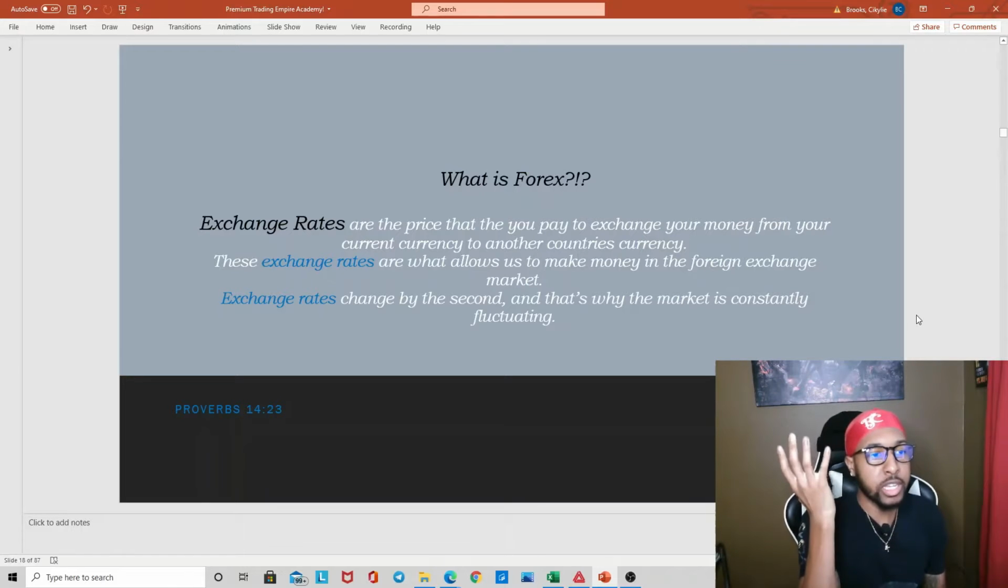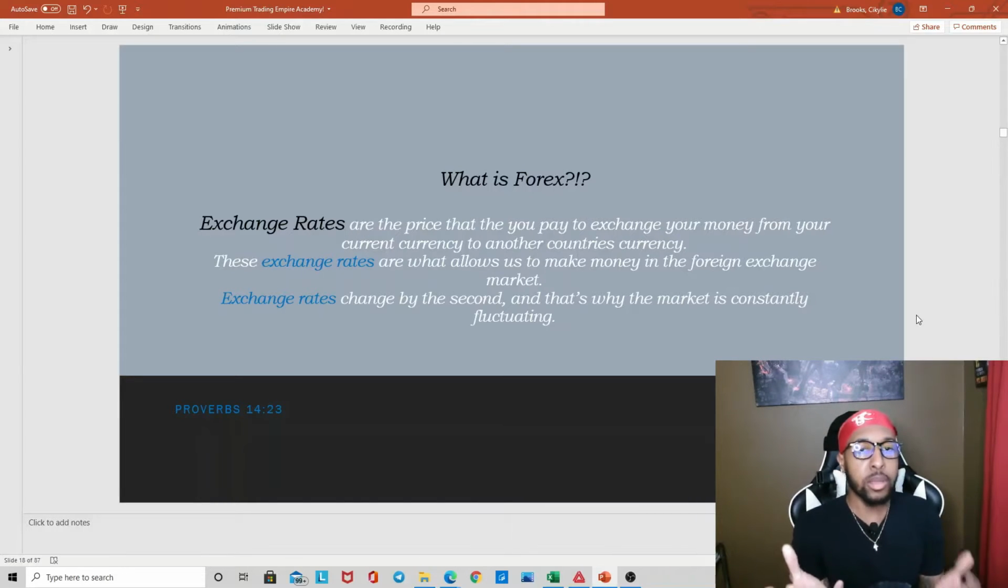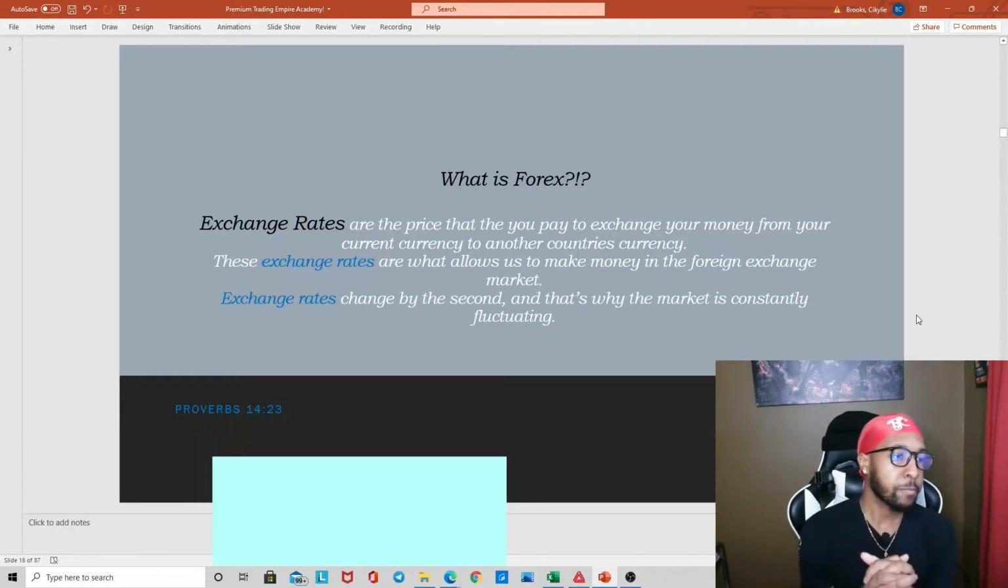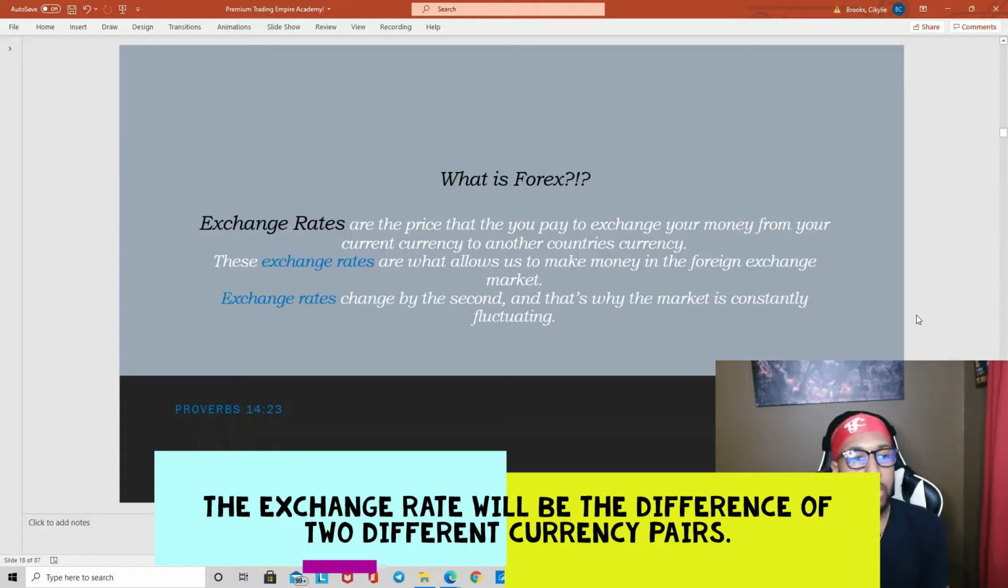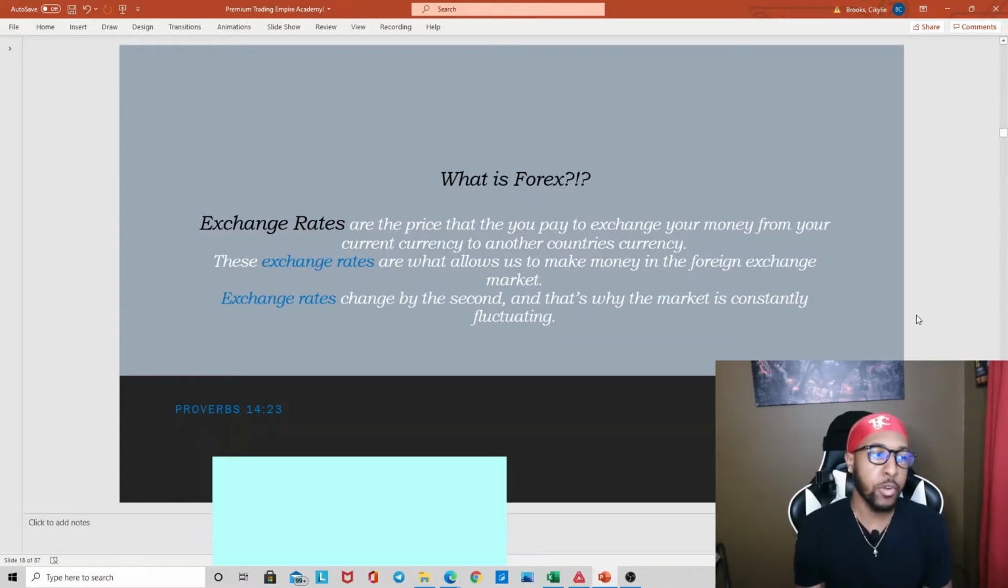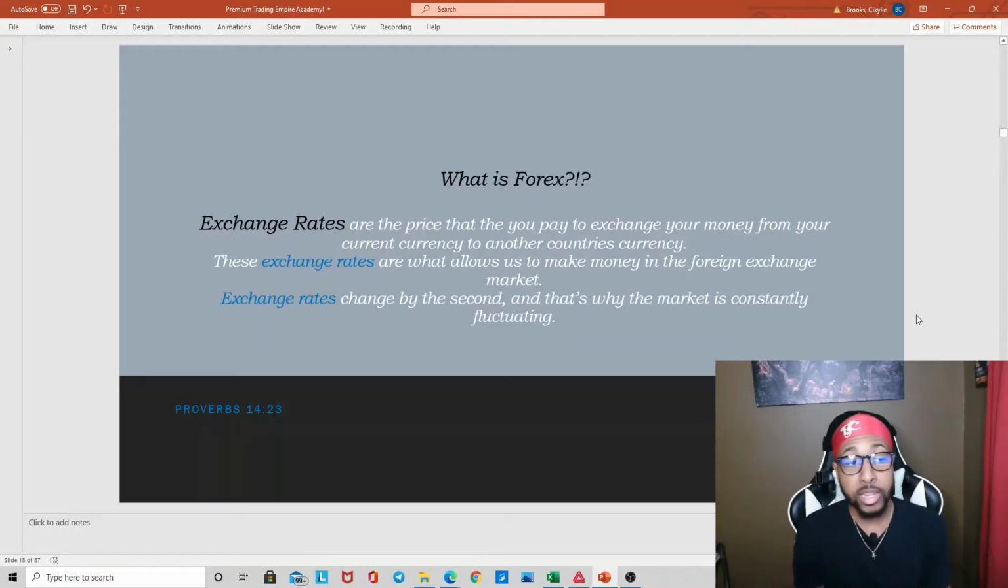So if you want to trade your GBP, your Great Britain Pound to the US dollar, that's the exchange rate in between there, and how you would basically get a profit. All right. So these exchange rates are what allow us to make money in the foreign exchange market, like I said before. And exchange rates change by the second. So that's what allows the market to be very volatile, because it's always fluctuating. Exchange rates never just stay the same.